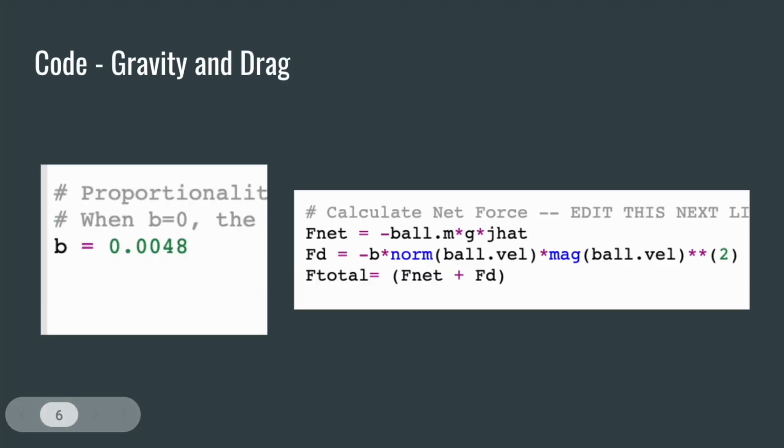For the one with gravity and drag, I found through trial and error a b of 0.0048. To add that all together for the velocity update formula, I added the fnet that we already had and the force of the drag, using the drag force formula given in the lab instructions, and then made the f total the sum of the fnet and the force of the drag.